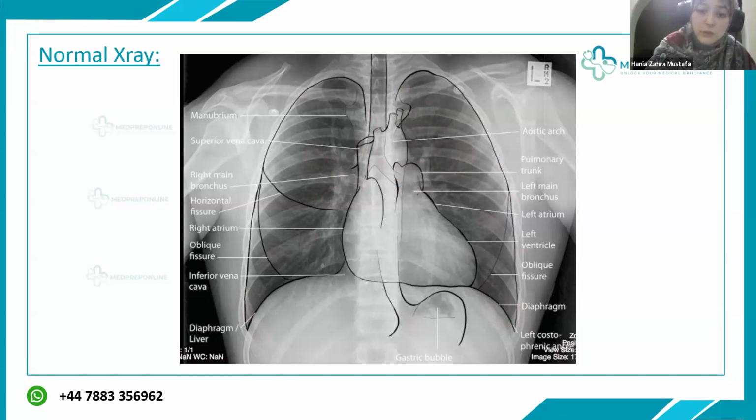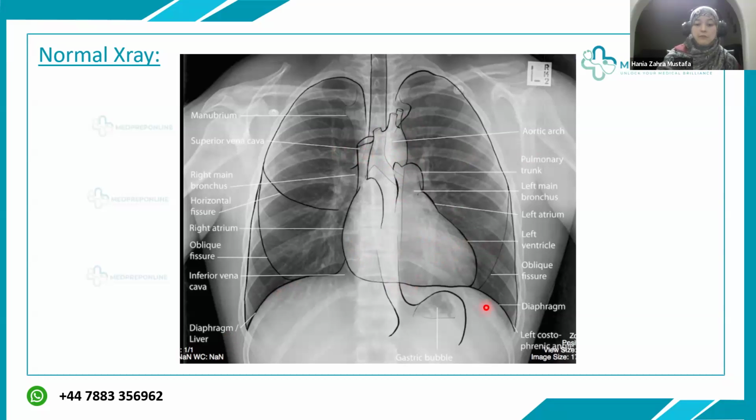Then after B, you will see the C. C is circulation. You will see the heart, and you will see the mediastinum, if there is any mediastinal widening or not. And you will see the great vessels, the contour of it, and you will see the heart size, if it's normal or you are having any cardiomegaly.